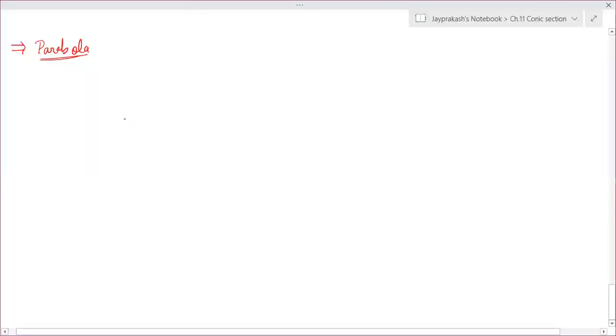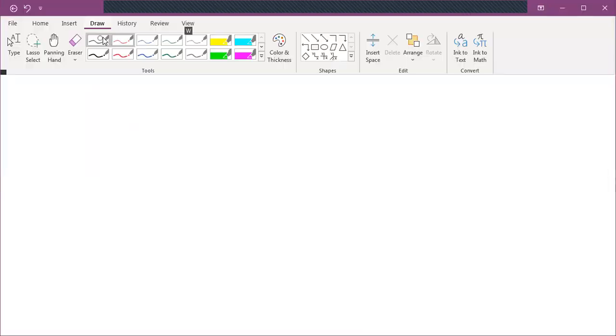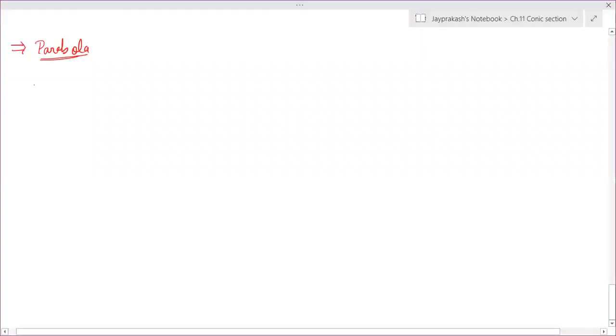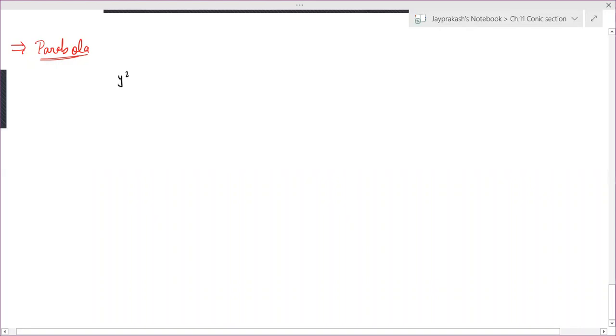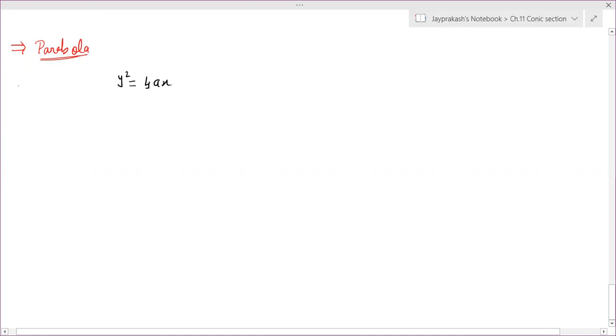So if we talk about the parabola, there are two equations of the parabola. The first one will be y square is equals to 4ax. This is the standard form of the parabolic equation, y square is equals to 4ax.